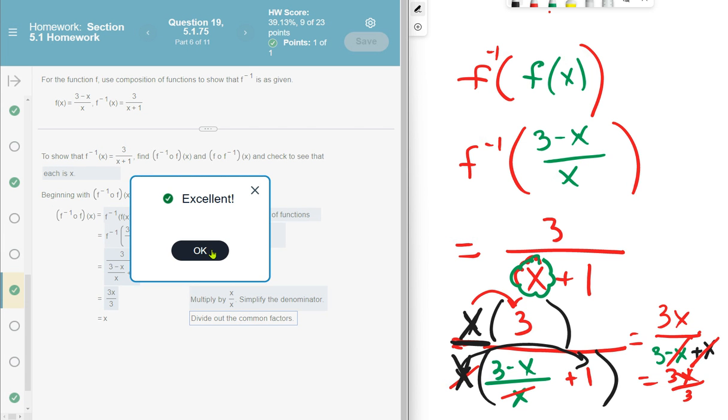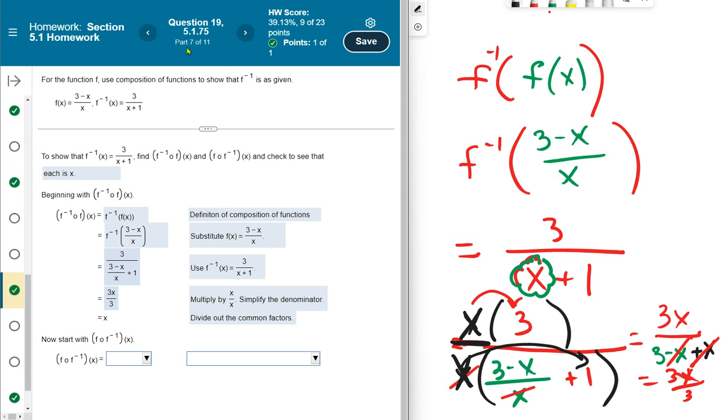Okay, excellent. I don't know if you've noticed, but up here it says there are 11 parts to this problem. I'm at part 7 of 11. So I'm going to stop because I'm running out of time with my little timer here, and I don't know if I can get through it all. So this is the first half, and I'll do the second half in a separate video.